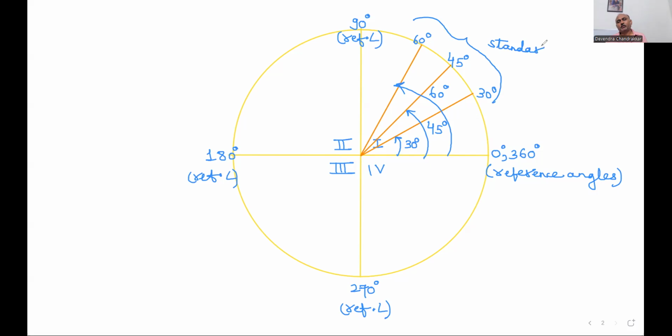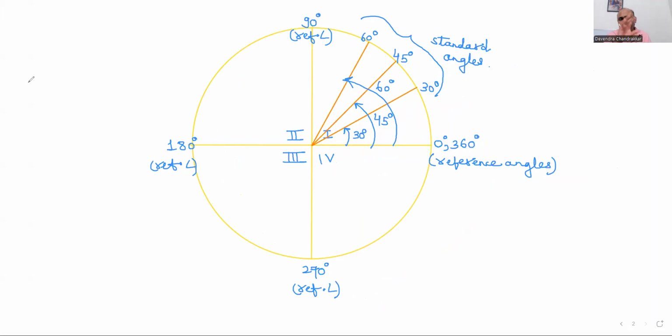क्या बोलते हैं बेटा इसको? We call them as standard angles. Why they are called as standard angles? Because these are the angles around which most of our working will be involved. ठीक है? It will revolve around these angles only.